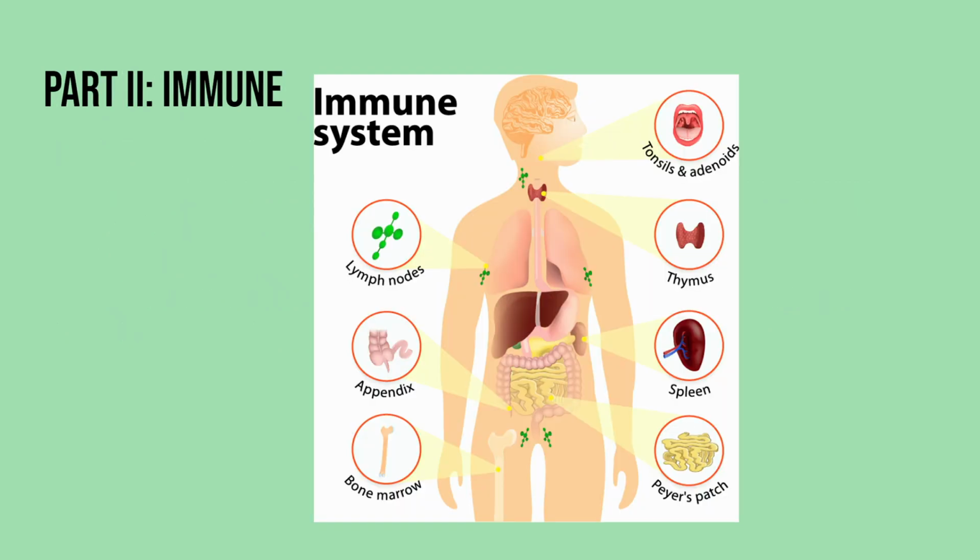Okay, so now onto the immune system, which is very closely tied with the lymphatic system we just talked about, because we just talked a lot about white blood cells and attacking pathogens. The immune system is how we protect ourselves against pathogens.